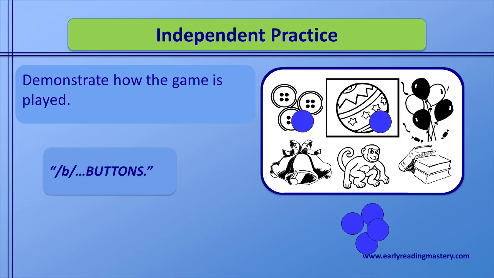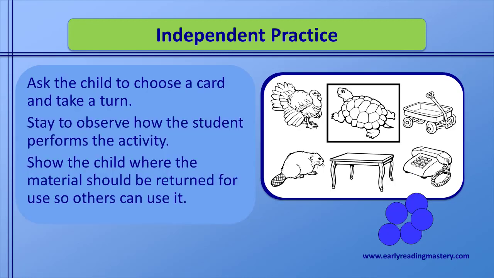B, buttons. B, bells. B, books. B, balloons. Now ask the child to choose a card and take a turn. Stay with the child to observe how he performs the activity. And rather than correct him if he makes a mistake, take another turn to review how it's done. Stick with the child as needed and refrain from giving him unnecessary help.